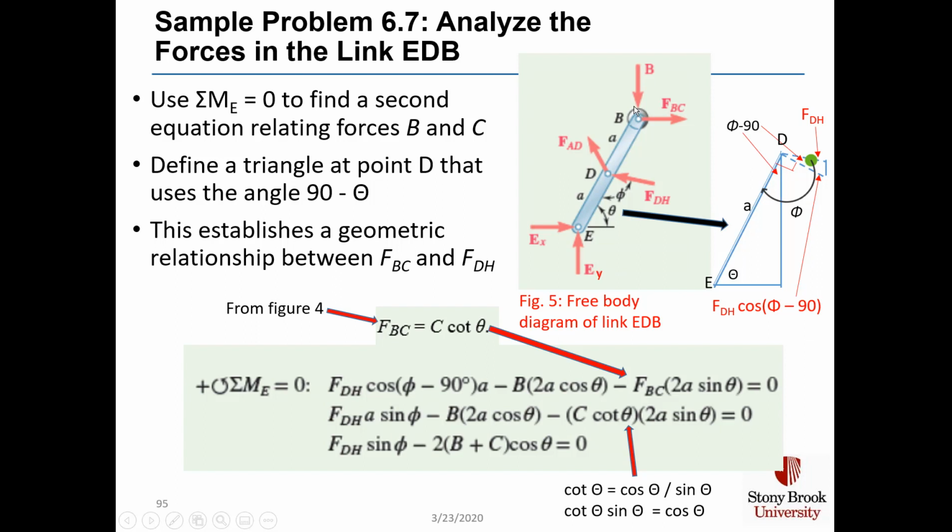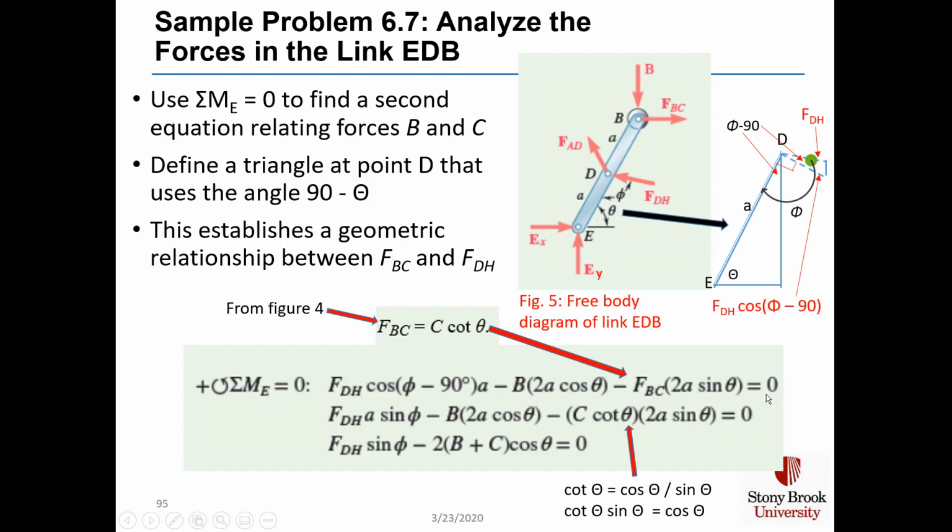The second term is a force B is acting downward, and it has a lever arm of 2a times the cosine of this angle theta. And the third force that creates a moment is force F sub BC, which is acting normal to B, and it wants to rotate clockwise around point B, and it has a lever arm of 2a times the sine of this angle theta.